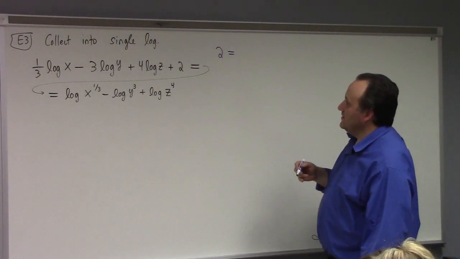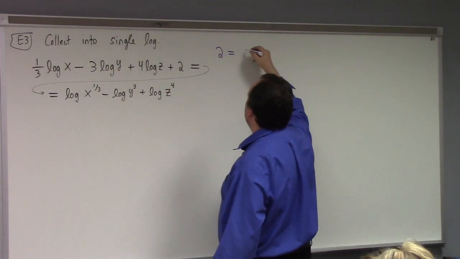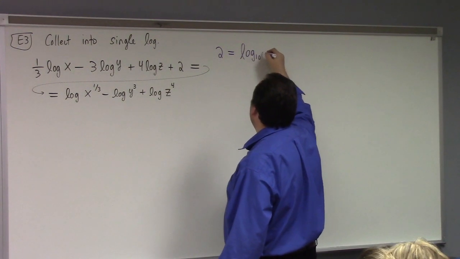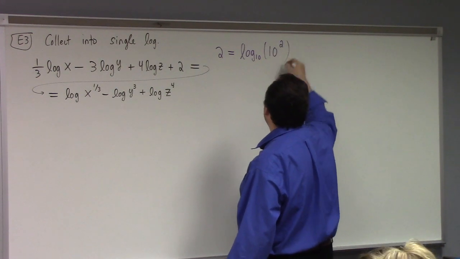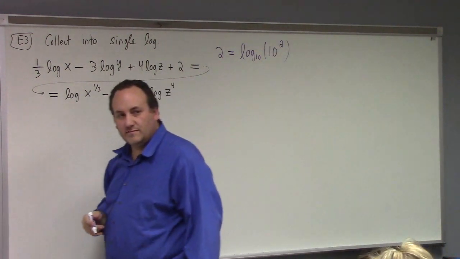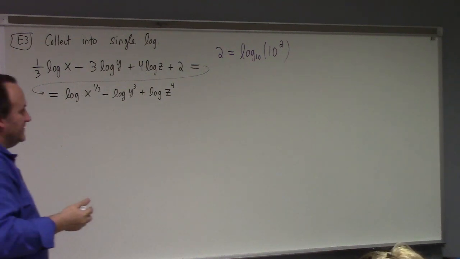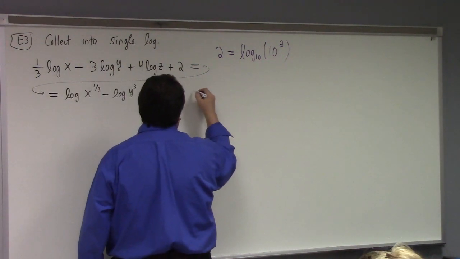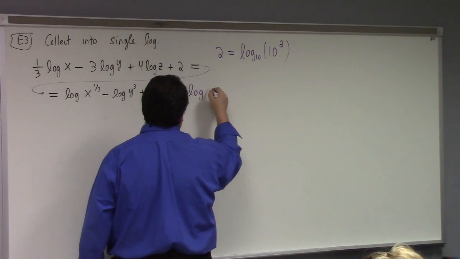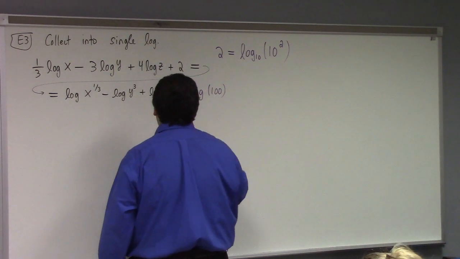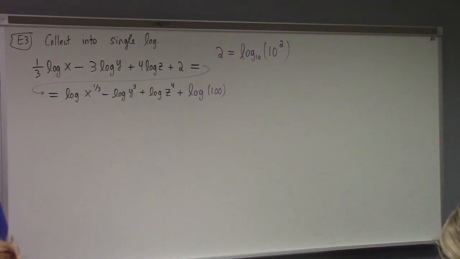So 2 is actually, check it out, log base 10 of 10 to the 2. Aha! We can use this trick. If you want to make a number into a logarithm, simply use the definition of the log to convert it into a log. I'm just using this identity right here to convert it. So that means that 2 is actually equal to the log of 10 to the 2, which in this case is 100. So 2 is the log of 100. You just got to use your imagination a bit. There it is.